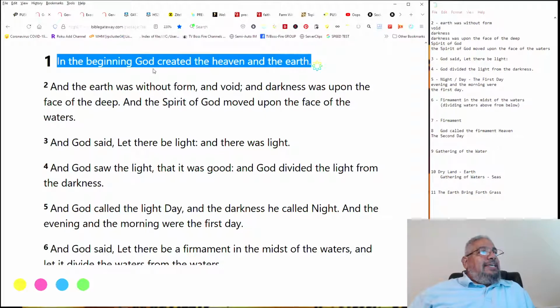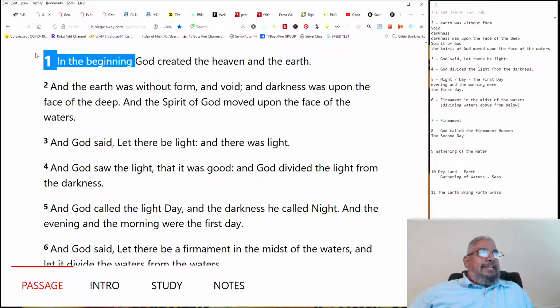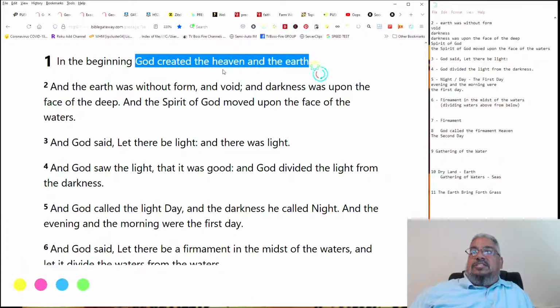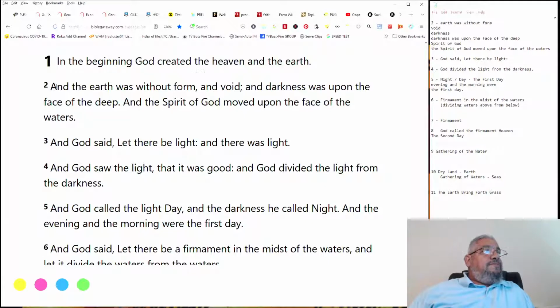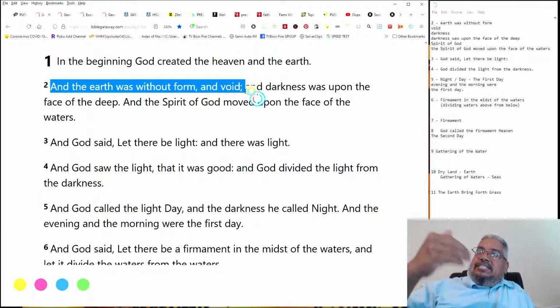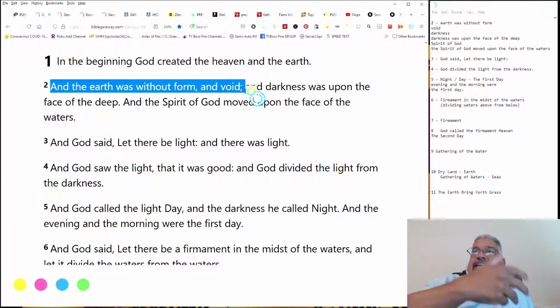So in the beginning is before the beginning, there was no universe before the beginning. Simply, in the beginning, God creates the heaven, the universe, and the earth. That is what it says. Now, verse 2, it says there, and the earth was without form and void, helter-skelter, which we know that God does not do, which I was saying before. God does not do this.